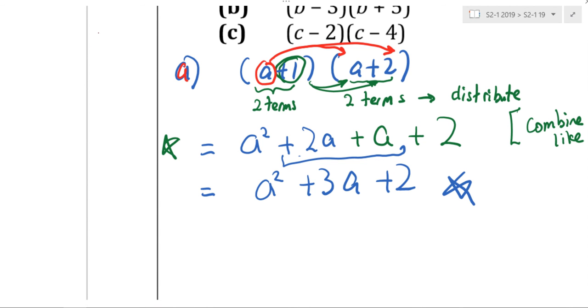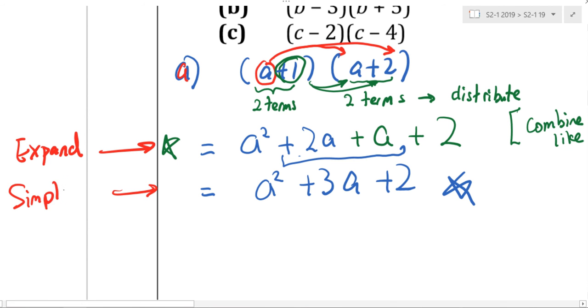Let me explain the steps. This step here is called expand. Everyone write down, this step here is called expand. Expand means you remove the brackets. The last step here is called simplify. Simplify means you want to combine the like terms. Example, 2 apple plus 1 apple is 3 apple. You simplify it. Do I make sense? Okay, continue with your B and C.